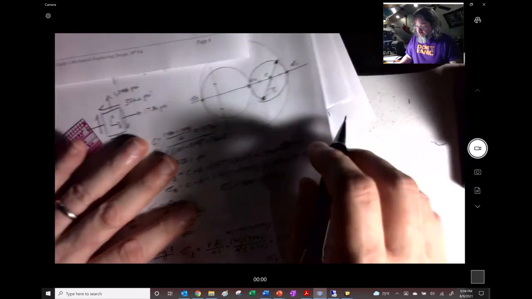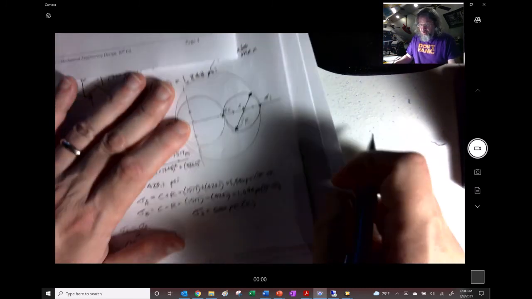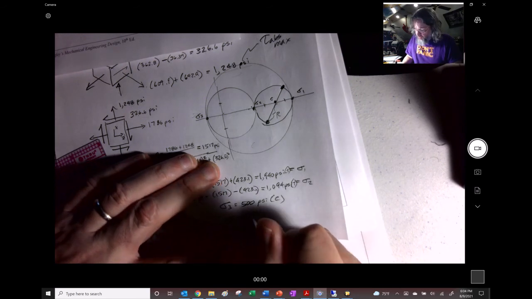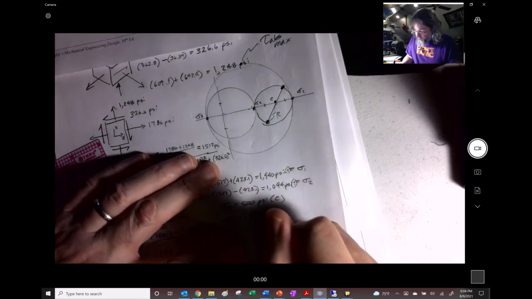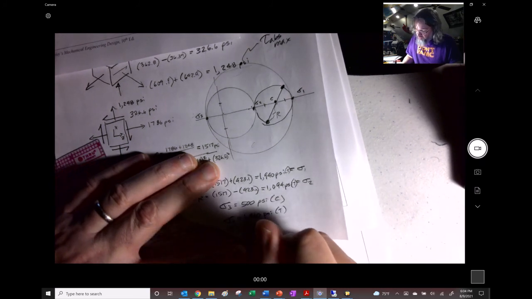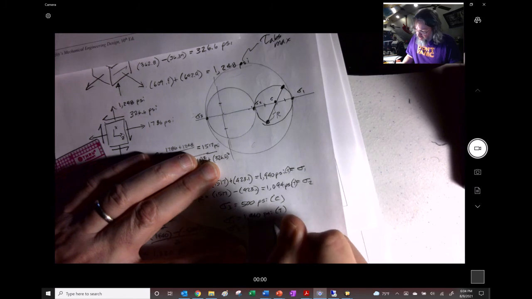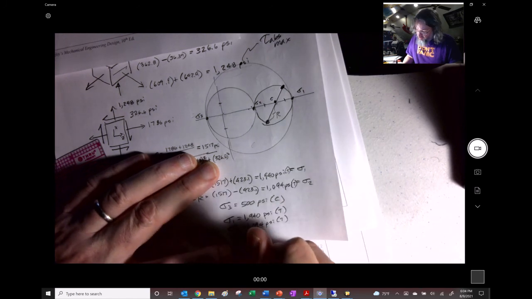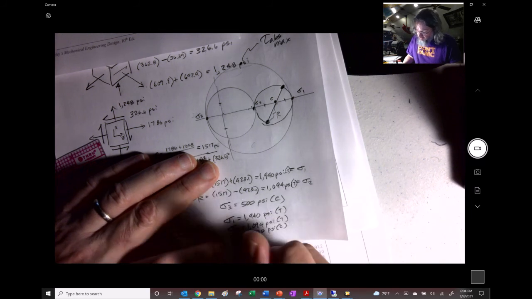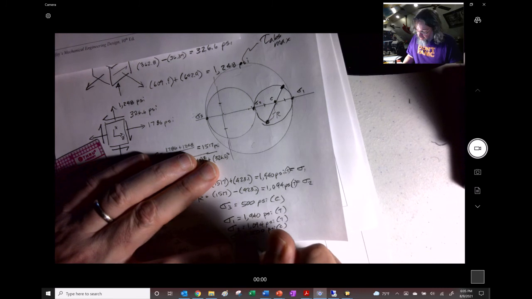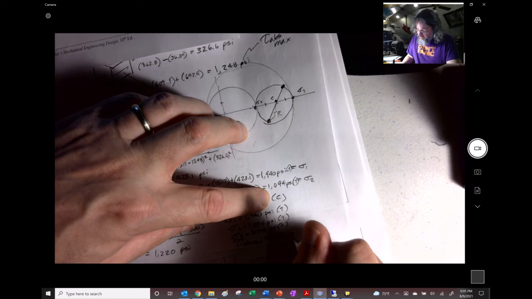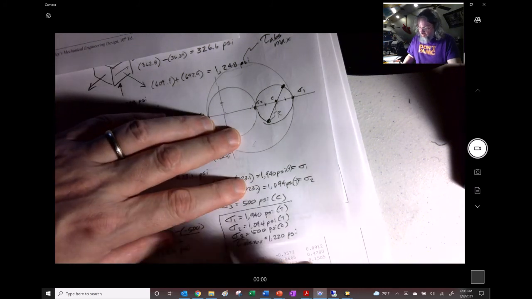So we really should, if we were going to be good students and try to get good grades, write the whole thing out again. Sigma 1 is 1940 psi tension. Sigma 2 is 1094 psi tension. Sigma 3 is 500 psi compression, and tau abs max is equal to 1220 psi. Don't put a tension next to that, and here, box it out.